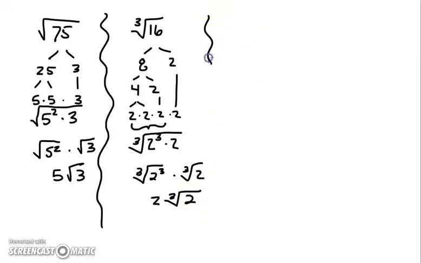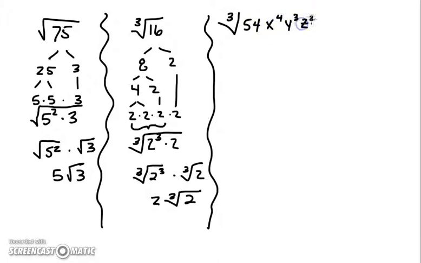So one last example. Try to keep the video short. This is going to work if we have variables as well as numbers. So let's take the third root of 54, x to the 4th, y to the 3rd, z squared.